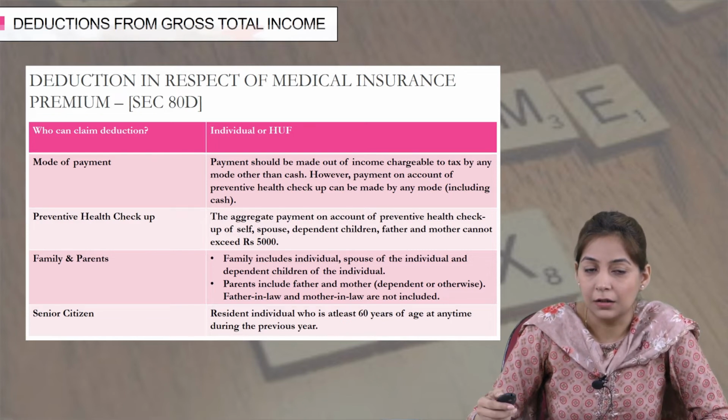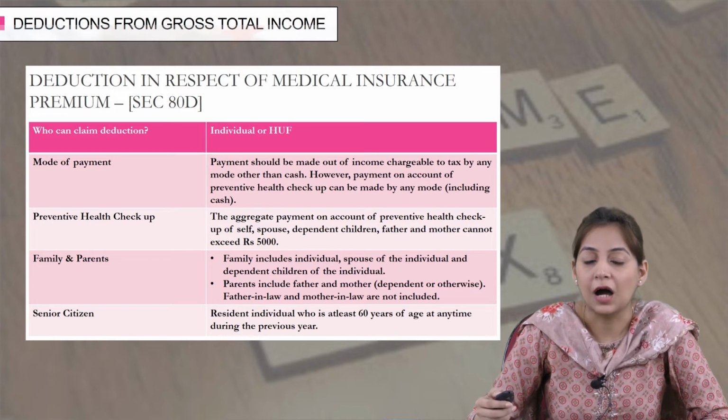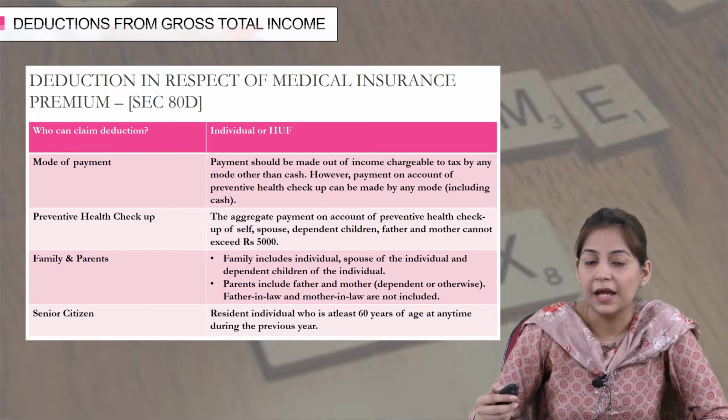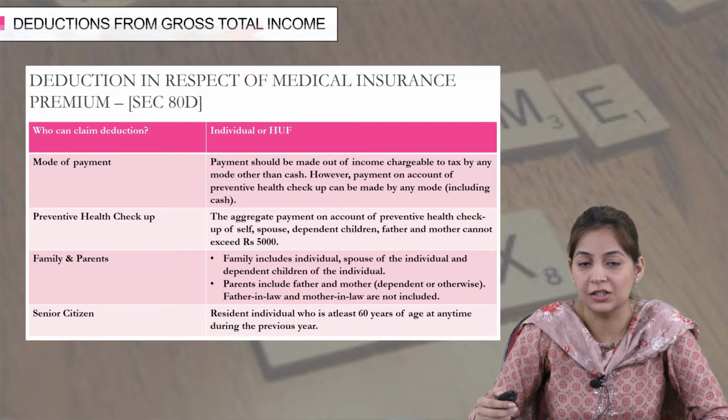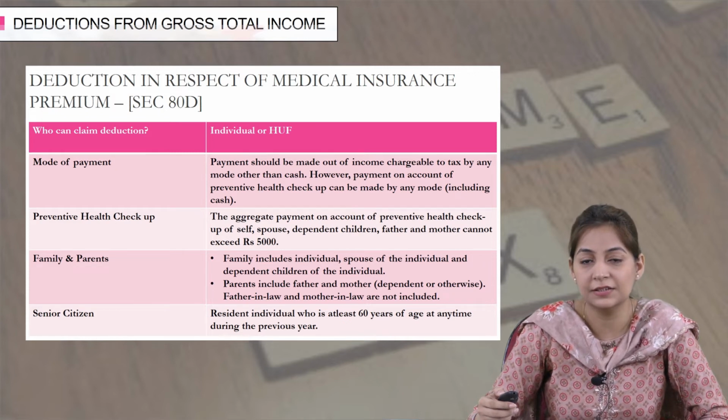Next, the point is, who is a senior citizen? Why am I discussing these points? Because later on we will be doing the questions, and these points are going to help us in solving the problems. So, who is a senior citizen here? Any resident individual who is at least 60 years of age at any time during the previous year is considered a senior citizen.